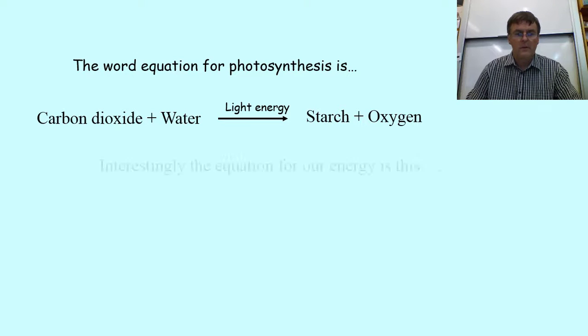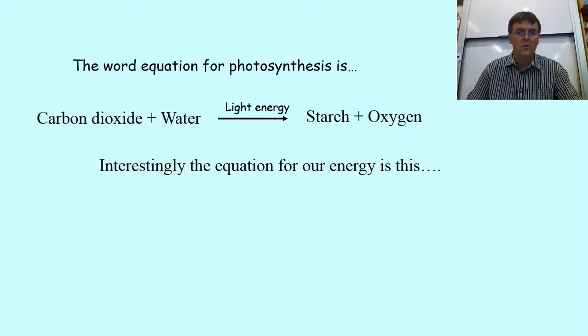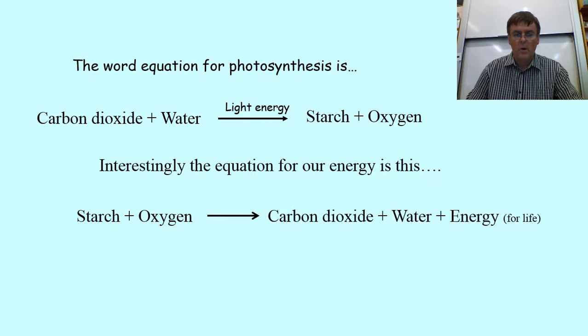Now if we turn that around, this is what we do. We take in starch and oxygen, and that becomes, for us, waste products, carbon dioxide, water, and we get out of it energy for life, for us. All the chemical reactions inside us need energy, and it comes from the starch and oxygen that we take in. Where does that come from? It comes from the plants. So it's the same equation in the reverse direction.